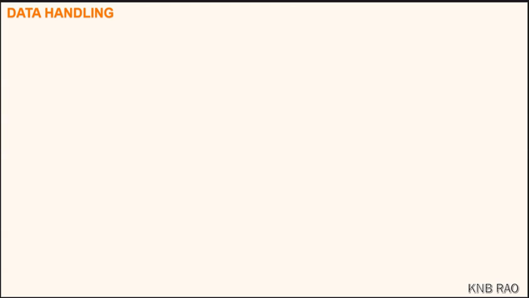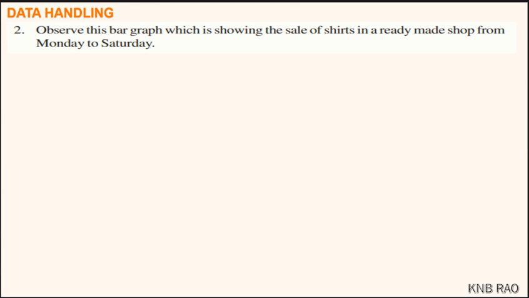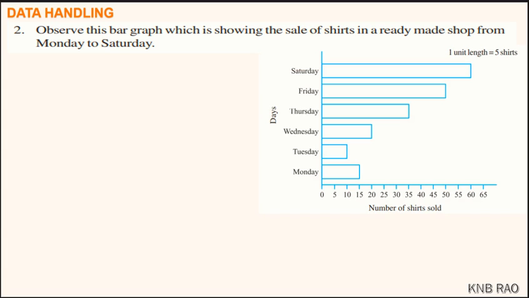Then coming to question number 2. Observe this bar graph which is showing the sale of shirts in a ready-made shop from Monday to Saturday. This is the graph. Here 1 unit length is considered as 5 shirts. So, this is called scale. So, the scale of this graph is 1 unit length equals 5 shirts, and here you could see bars being parallel to the horizontal axis. So, this graph is called a horizontal bar graph.